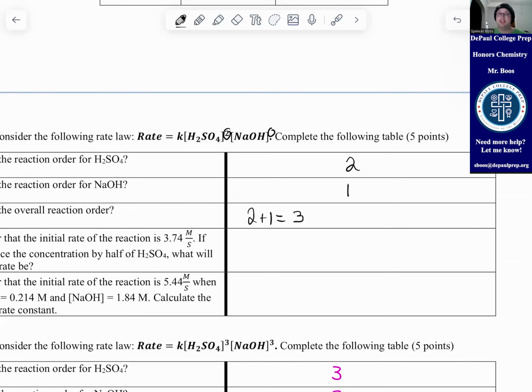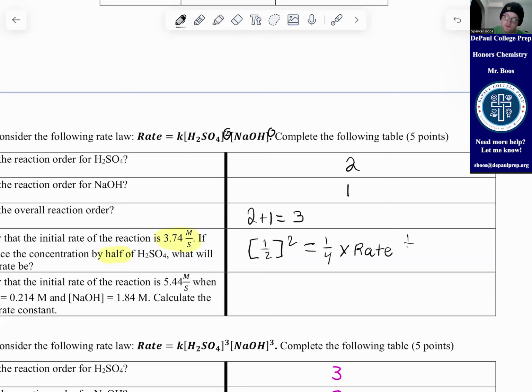Here's where it gets a little tricky, and here's where you need a little bit of fancy footwork. With this one, it's saying that we are decreasing the concentration of the H2SO4 by half. For that, we need to just plug in 1/2 in place of the H2SO4. So when we plug that in, we get 1/4. Okay, halfway done. After this, you multiply by the rate, which of course is given here.